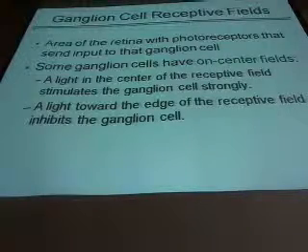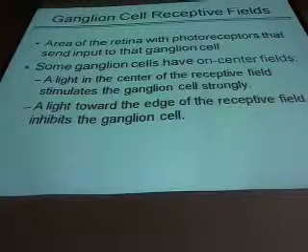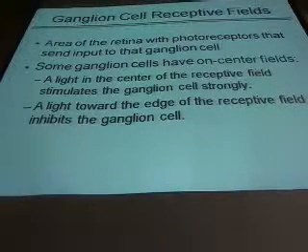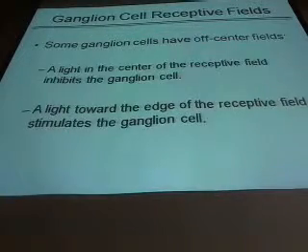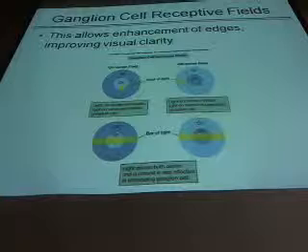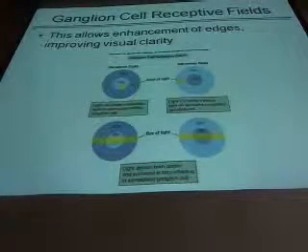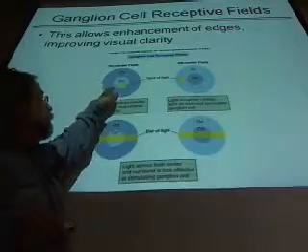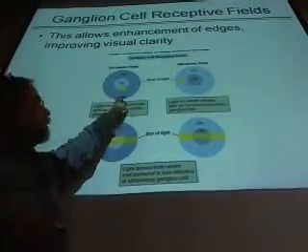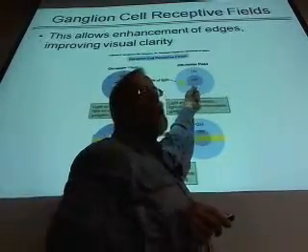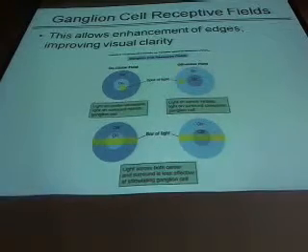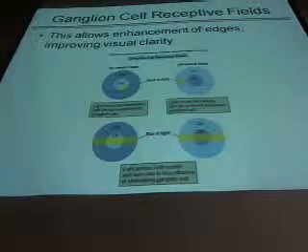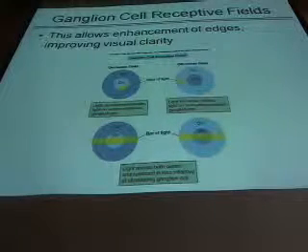Neural processing. Ganglion cell receptive fields. The areas of the retina with photoreceptors send input to the ganglion cells. Some of the ganglion cells have receptive fields. If you put a spot of light into the ganglion cell receptive field, in this one, it'll stimulate it. In this off-center ganglion cell, it will stimulate it when it's off-center. It's not that it turns on once the light is on it. It's just how much it stimulates depending on where the light is in different ganglion cells.